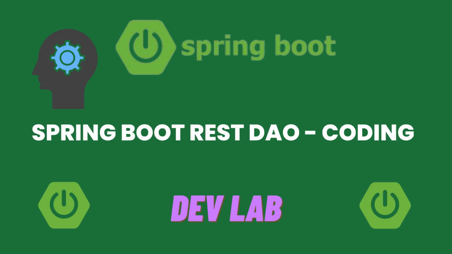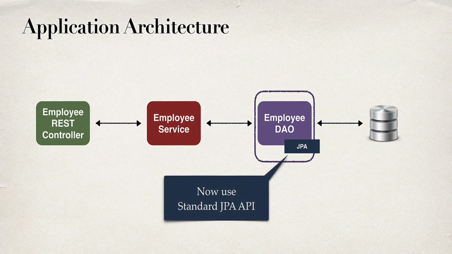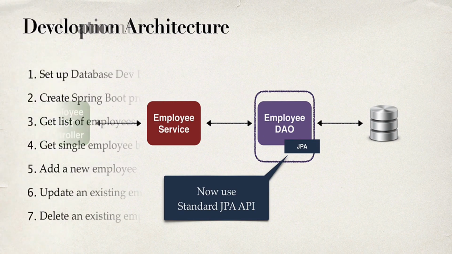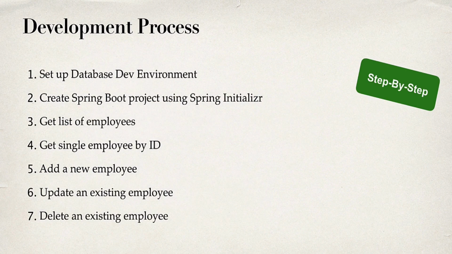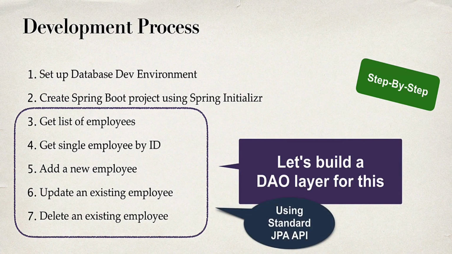In this video, we're going to create a JPA DAO in Spring Boot. Okay, so looking at our application architecture, we'll make use of the standard JPA API, and we'll focus on that in this video. All right, so here's our development process. We have our long list of items that we need to perform for our CRUD operations, and we'll build a DAO layer for this. In this scenario, we'll make use of the standard JPA API throughout.